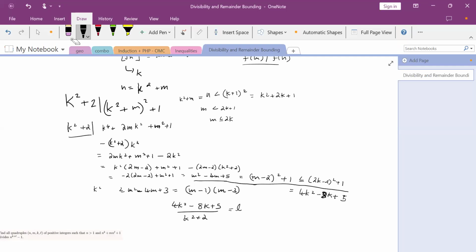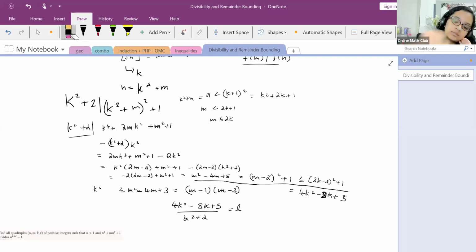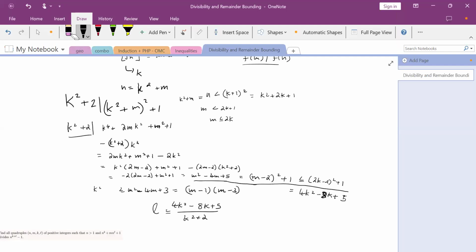But the thing is, we can't guarantee anything about the previous m's. Like here you put m equals k, but you can't guarantee anything about the previous m's. No, like you can just bound the size of L. Like you can say L is less than or equal to this. Does that make sense? Yeah.